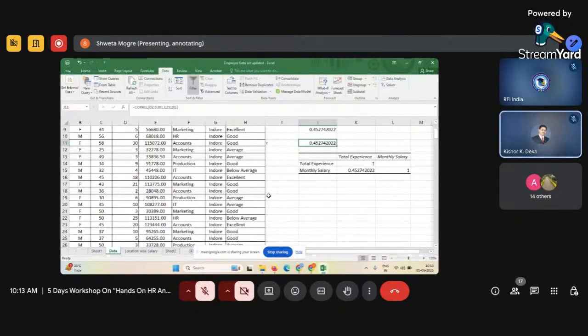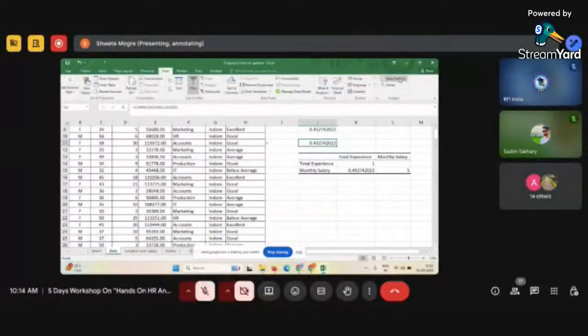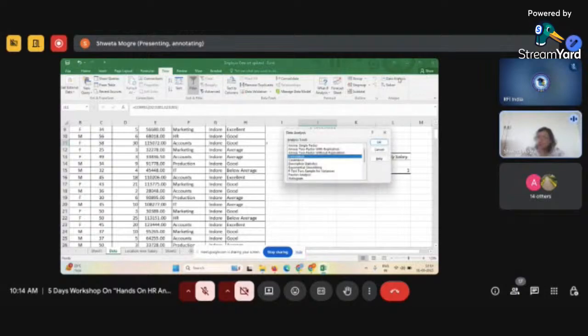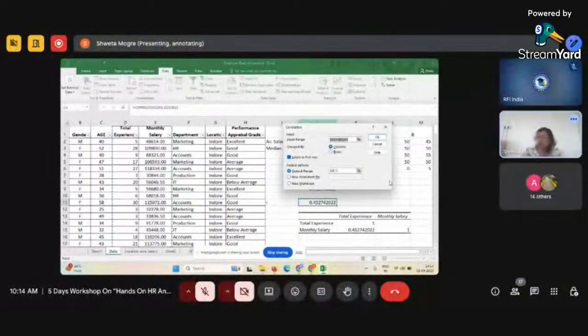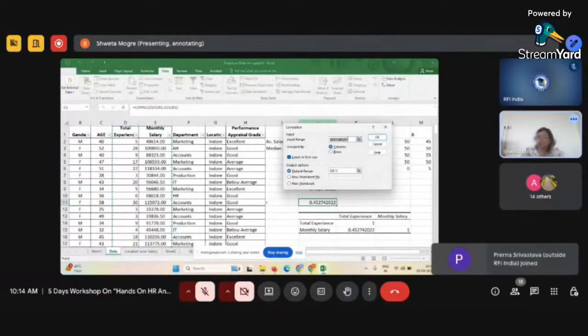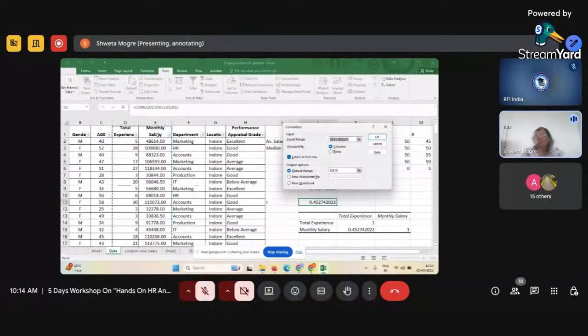Madam, kindly repeat. Click on Data first, then click on Data Analysis, click on Correlation, click on OK. This window will pop up on your screen. Provide the range. Check my range over here. It starts with D1 and goes up to E201.